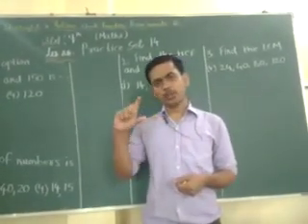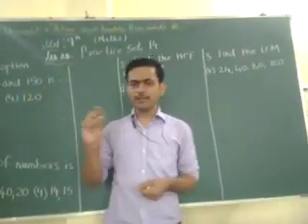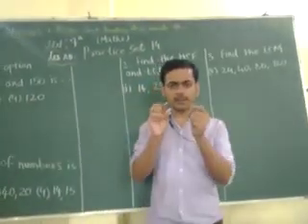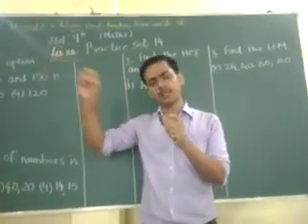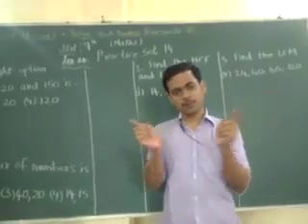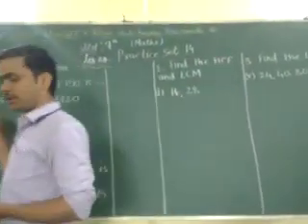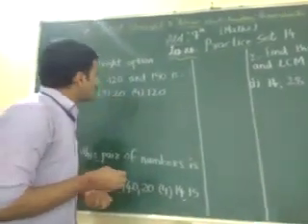HCF means highest common factor, LCM means lowest common multiple. For HCF, that means we have to find the factors and then the highest number. For LCM, we have to find the multiples, see which number comes, and then multiply and get the answer. Okay. So we'll again start with question number 1 of practice set 14.